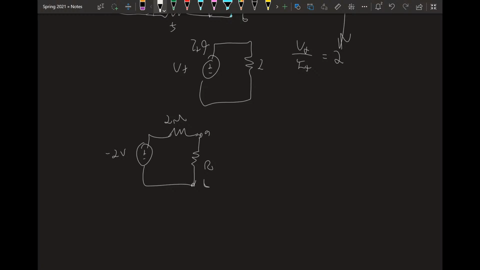On Dr. Chiu's sample exam, he asked something similar, or he hinted at doing something similar when he said to use a Thevenin equivalent around something. I forgot what it was. I'm pretty sure it was there.